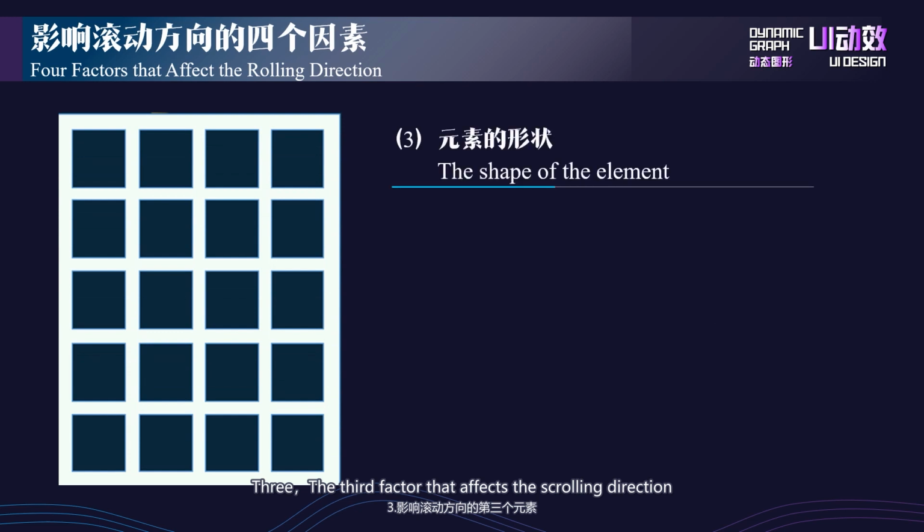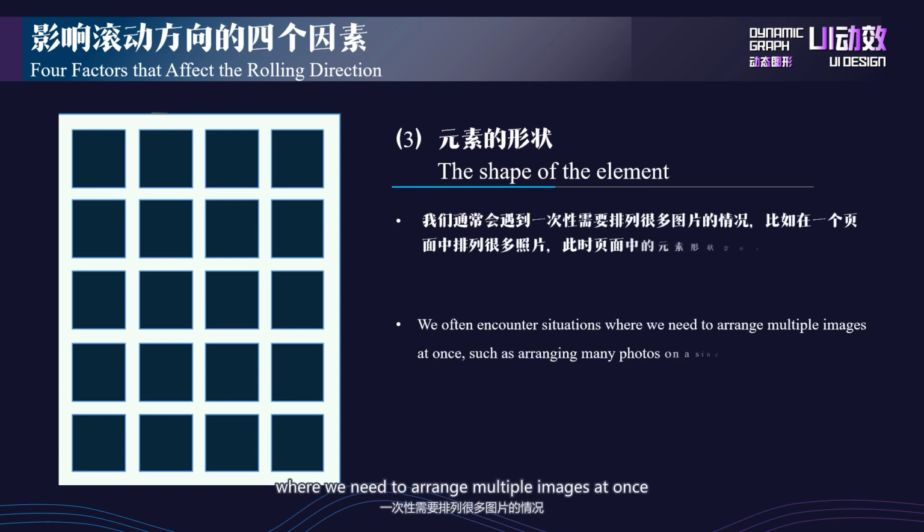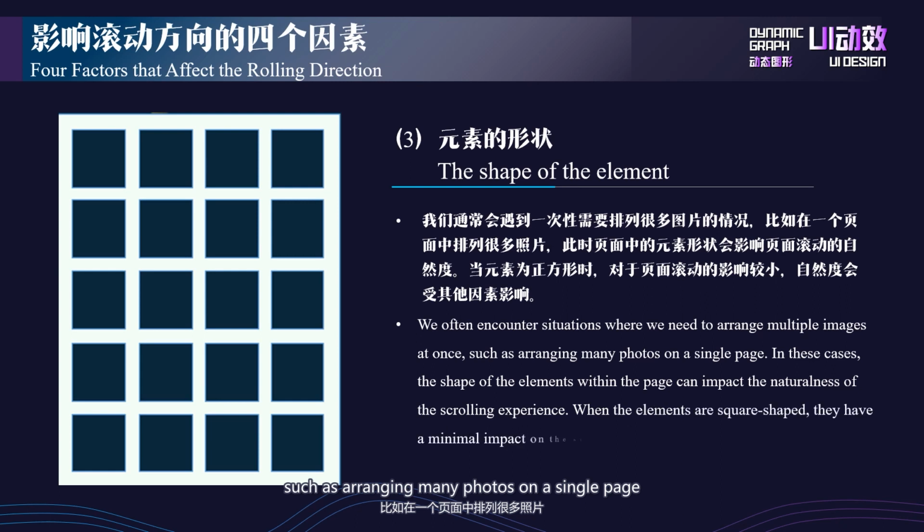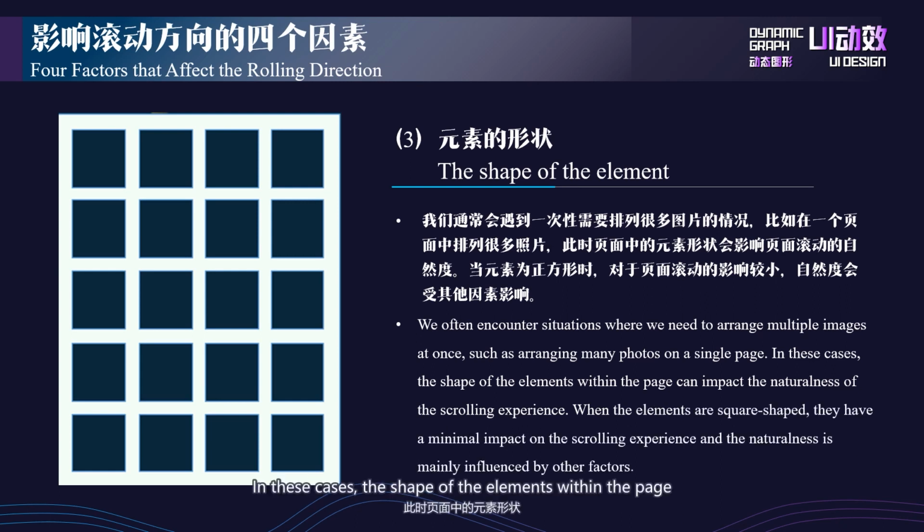The third factor that affects the scrolling direction is the shape of the element. We often encounter situations where we need to arrange multiple images at once, such as arranging many photos on a single page. In these cases, the shape of the elements within the page can impact the naturalness of the scrolling experience. When the elements are square-shaped, they have a minimal impact on the scrolling experience, and the naturalness is mainly influenced by other factors.